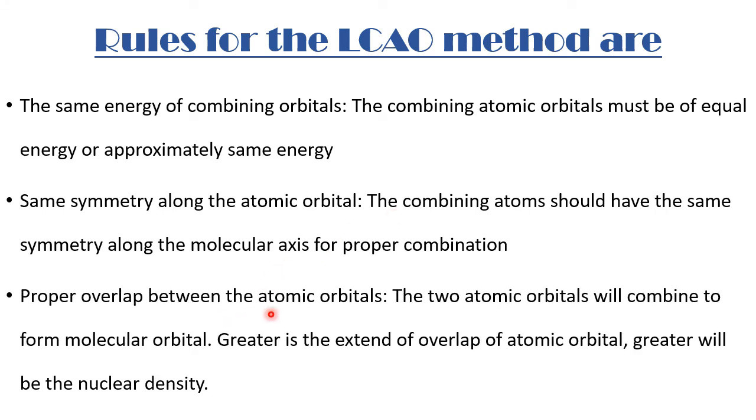Proper overlap between the atomic orbitals: the two atomic orbitals combine to form a molecular orbital. Greater is the extent of overlap, greater will be the nuclear density. With more effective overlap of the two atomic orbitals, electrons are concentrated between their nuclei. If the electrons are concentrated under the control of both nuclei, that is the best combination, and it is called molecular orbital formation.